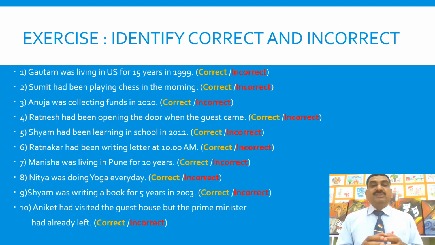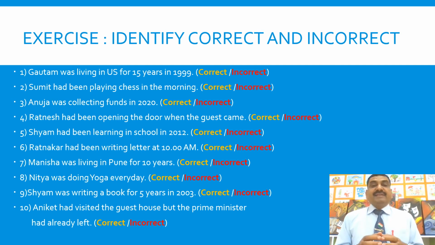Sham had been learning in the school in 2012. This sentence is correct. He had been learning in 2012. Maybe he started learning long back, 2006, 5 or 6 years back, and in 2012 he had been learning, and maybe in future also he would have been learning, but now he has left the school.